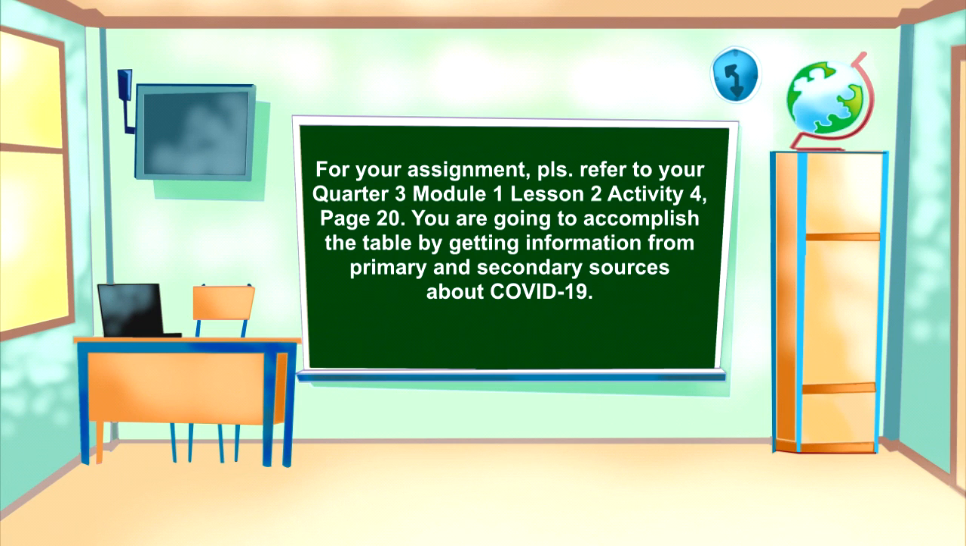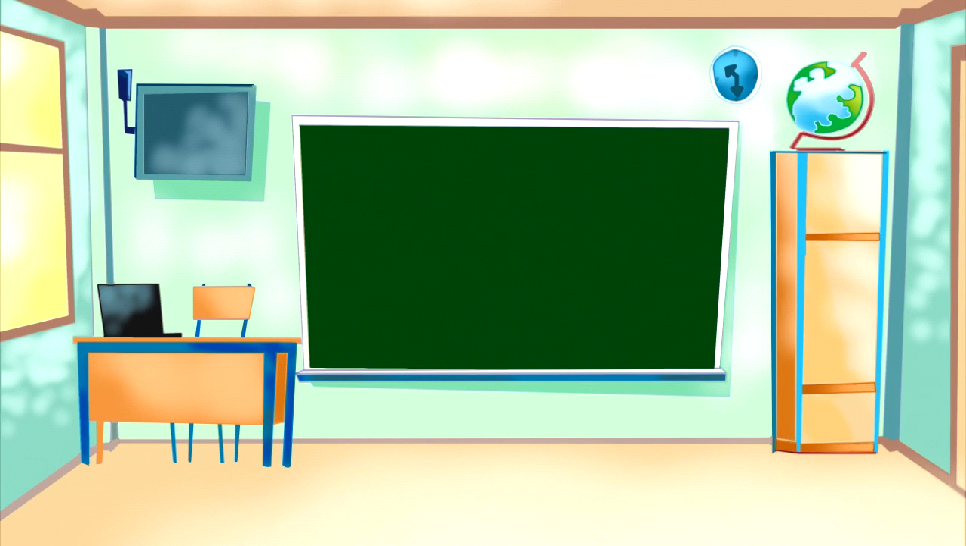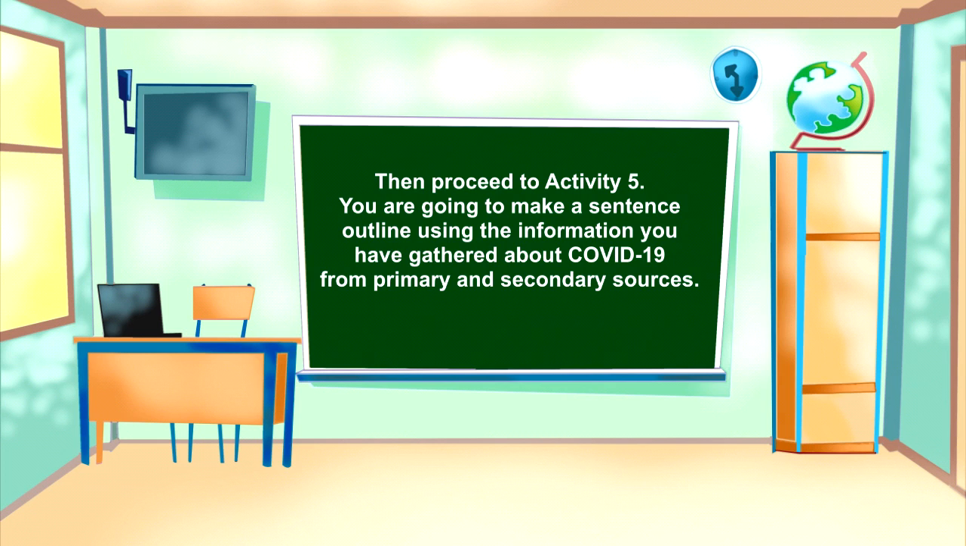For your assignment, please refer to your Quarter 3, Module 1, Lesson 2, Activity 4 on page 20. You are going to accomplish the table by getting information from primary and secondary sources about COVID-19. Then, proceed to Activity 5. You are going to make a sentence outline using the information you have gathered about COVID-19 from primary and secondary sources. Did you get it right, learners? Don't forget your assignment.